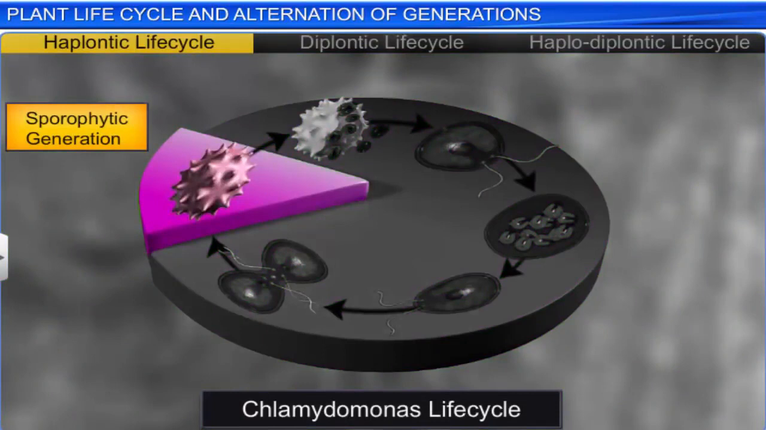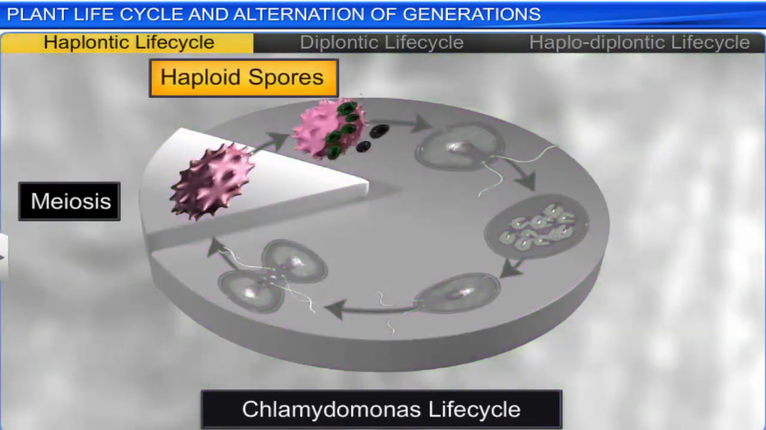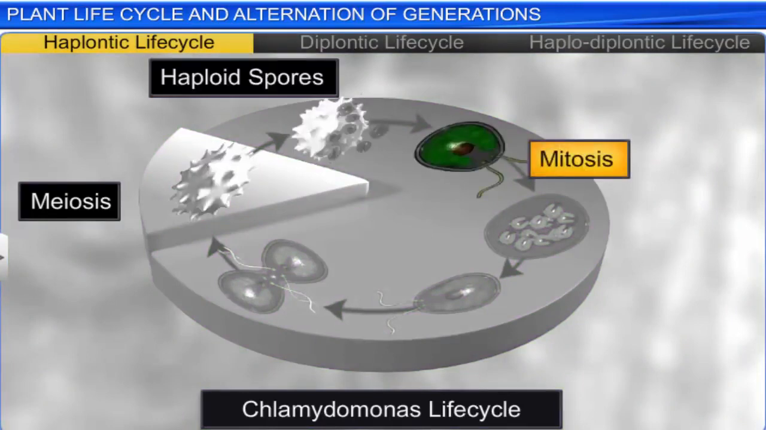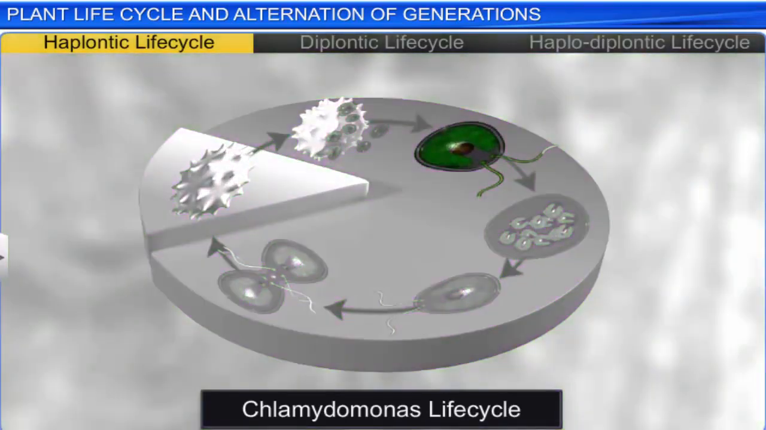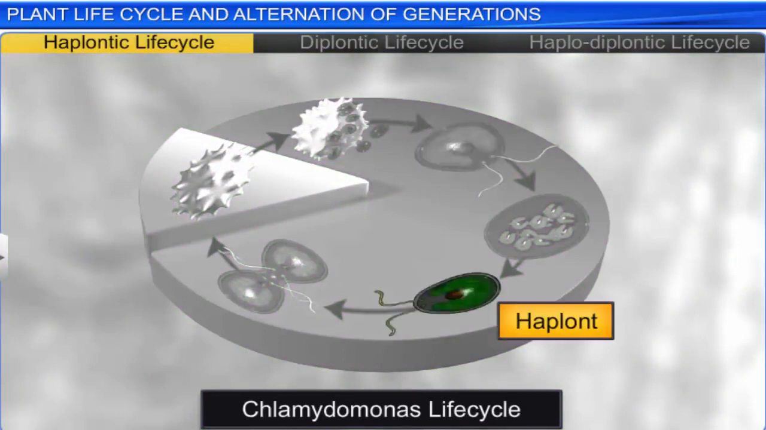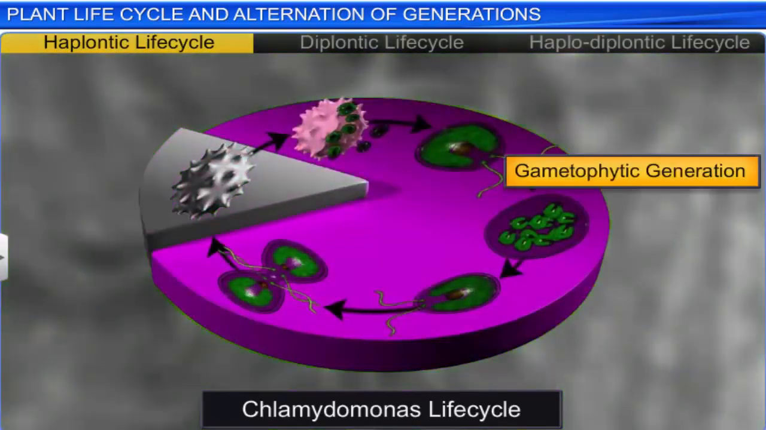In the haplontic life cycle, observed in algae such as Chlamydomonas, Spirogyra, and Volvox, the sporophytic generation is represented by a single-celled diploid zygote, and there are no free-living sporophytes. This zygote undergoes meiosis to form haploid spores, which divide mitotically to produce a free-living gametophyte. Since mitosis occurs only in the haploid phase, the resulting gametophytes are also called haplons, and the life cycle is called the haplontic life cycle, wherein the gametophytic generation is the dominant phase.